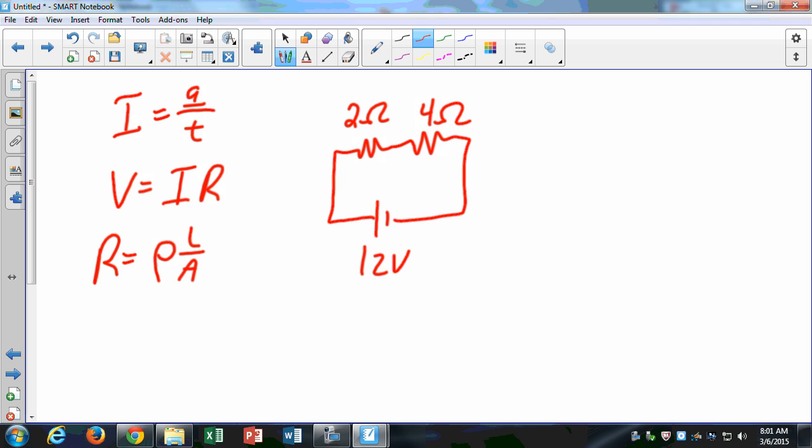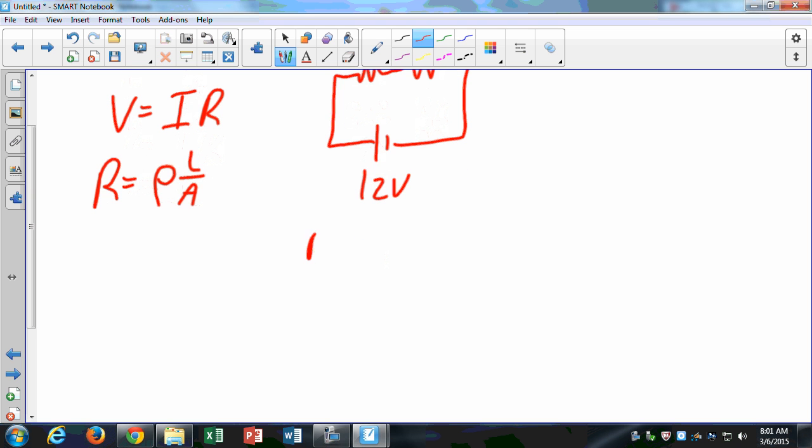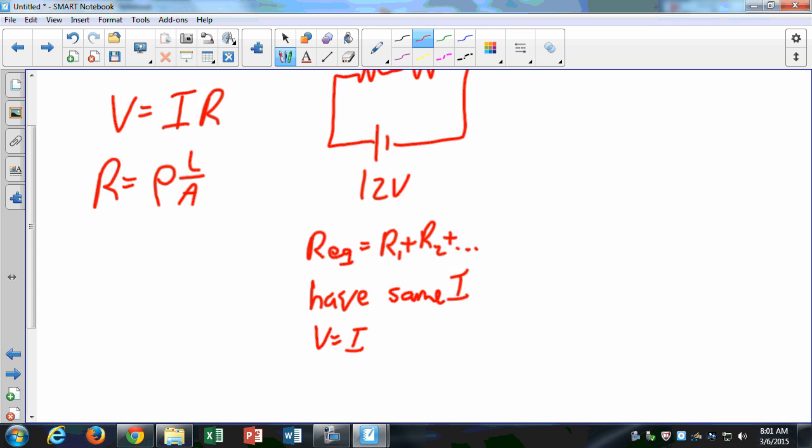2 amps, right? I find the equivalent resistance. Let me write down those rules actually for resistors in series. Resistors in series, the equivalent is equal to R1 plus R2. Resistors in series have the same current. Resistors in series, V equals IR, and V total is equal to V1 plus V2 plus however many resistors you have in series.